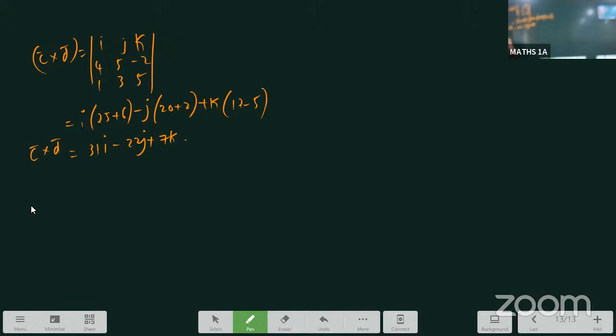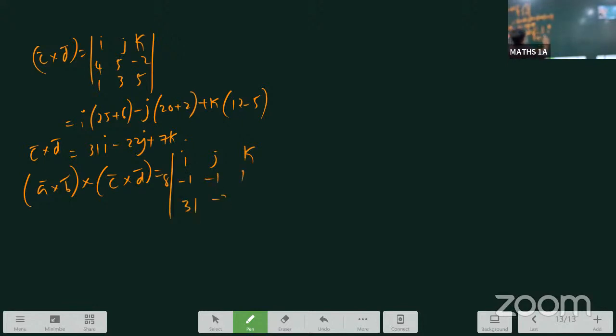This is what C bar cross D bar is. Next, what is it asking actually? A bar cross B bar cross C cross D. That is i, j, k. A cross B, what we got just now, written with 8 outside, minus 1, minus 1 and 1. And this is 31, minus 22, 7. I wrote 8 outside directly because in any row or any column, if you have something the same, you can write that outside already. Yesterday only we did that part, right?